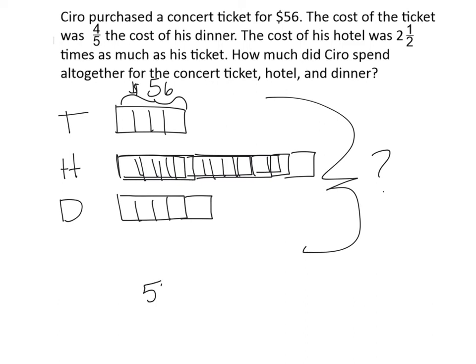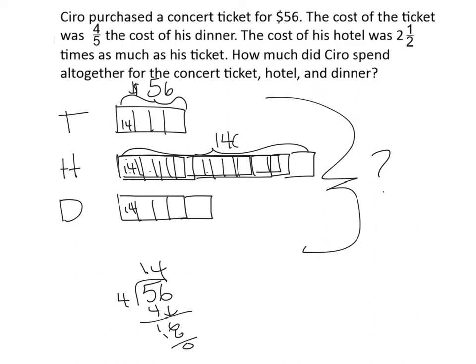So we're going to do 56 divided by 4 to find out how much each unit is. Okay, so we know that each unit is 14. So each of these little units are 14. We'd have to figure out how many units are in each. So if we wanted to figure out this, we'd do 1, 2, 3, 4, 5, 6, 7, 8, 9, 10. There's 10 units. Well, 14 times 10 is 140. So I know the hotel was $140.